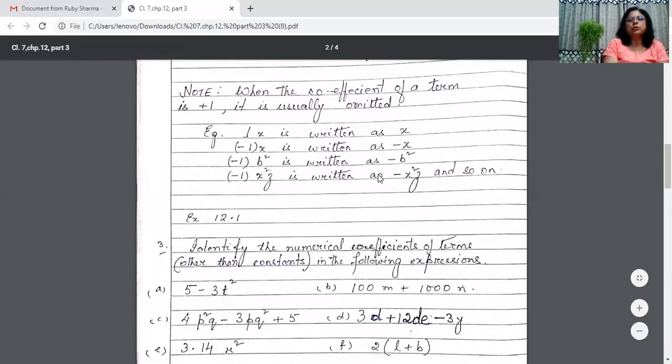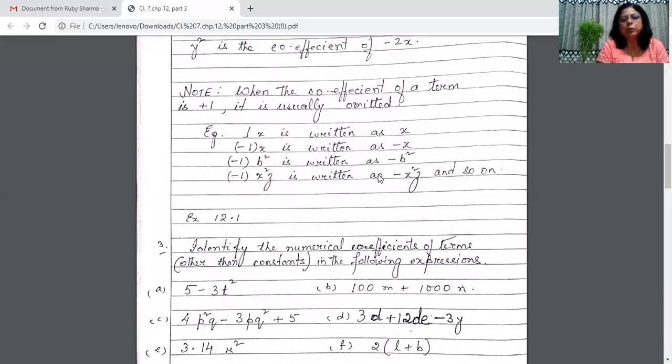Now when the coefficient of a term is plus 1 or minus 1, it is usually omitted. So when we say 1x, we generally write x. Similarly, when it is said minus 1x, we write minus x. We do not write the 1 with the minus sign. For minus 1 b square, we write minus b square. For minus 1 x squared z, we write minus x squared z and so on.